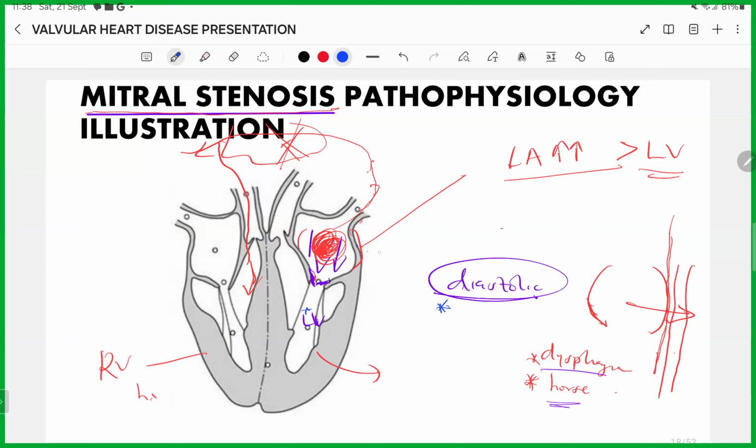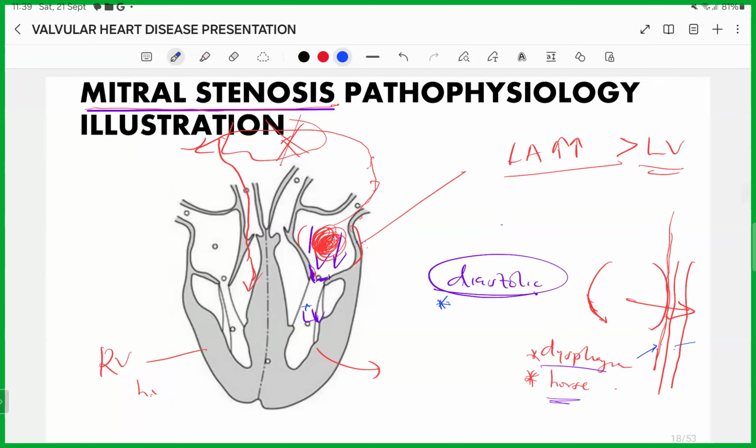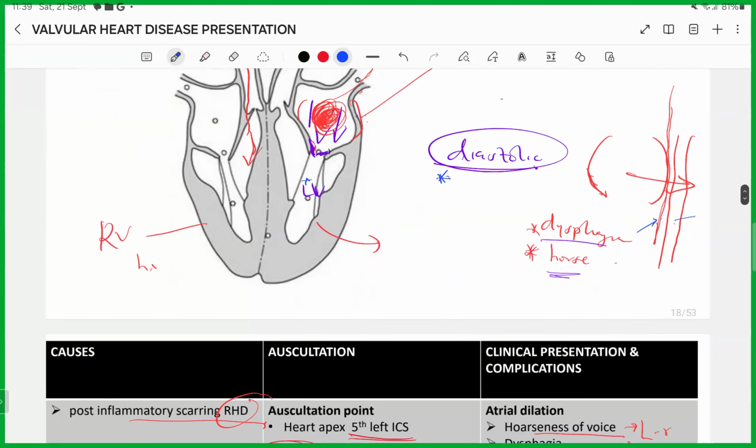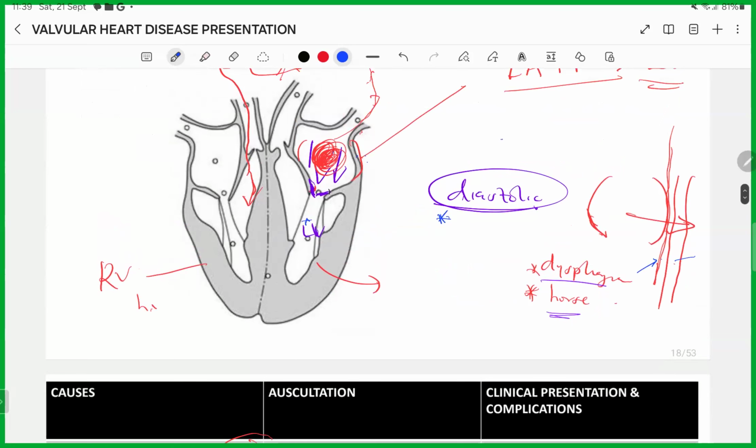And so once you have ballooning of the left atrium, the relations of the left atrium now start being affected. Usually you have posterior relations of the left atrium, such as the esophagus and the recurrent laryngeal nerve on the left. So you will have presentations such as dysphagia, and also dysphonia, hoarseness of the voice due to compression of the recurrent laryngeal nerve.